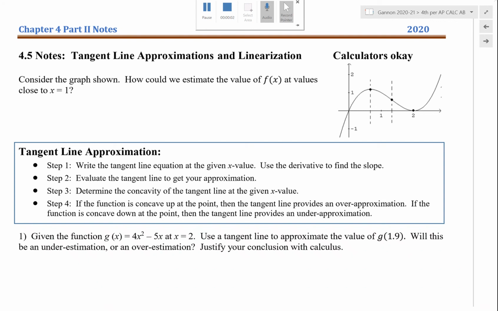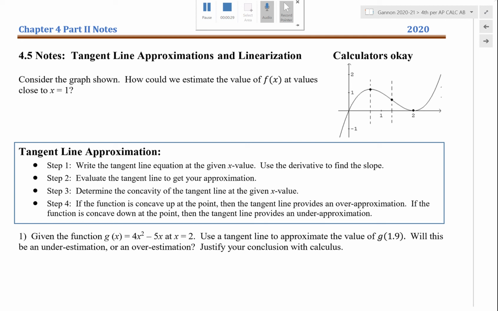Hey everybody, this is the first video for the 4.5 notes for AP Calculus, and in the video we're going to take a look at tangent line approximations and linearization, and within here we'll also look at secant line approximations. So we have a question that says, consider the graph shown. How could we estimate the value of f of x at values close to x equals 1?